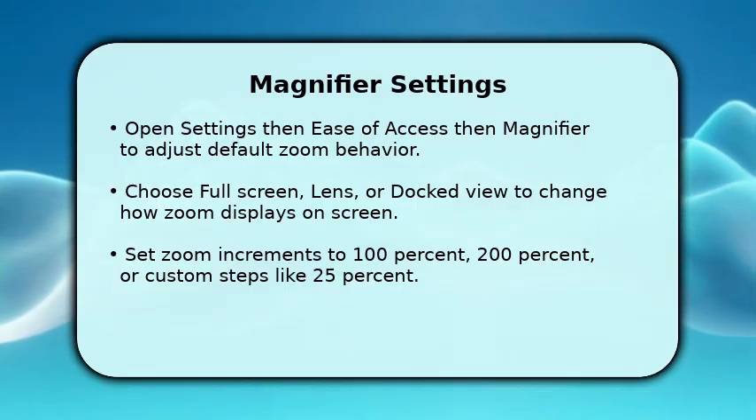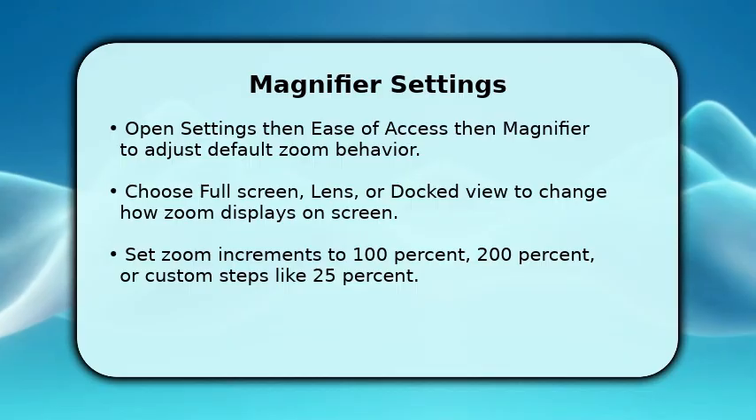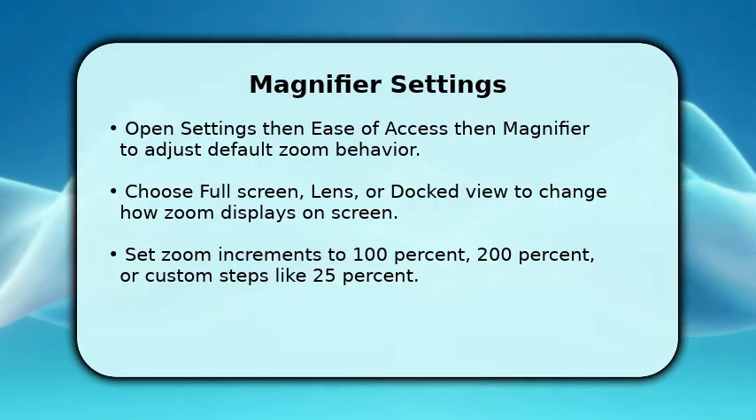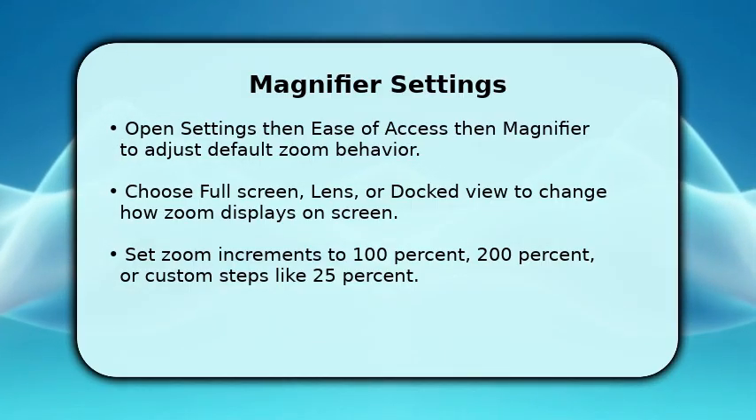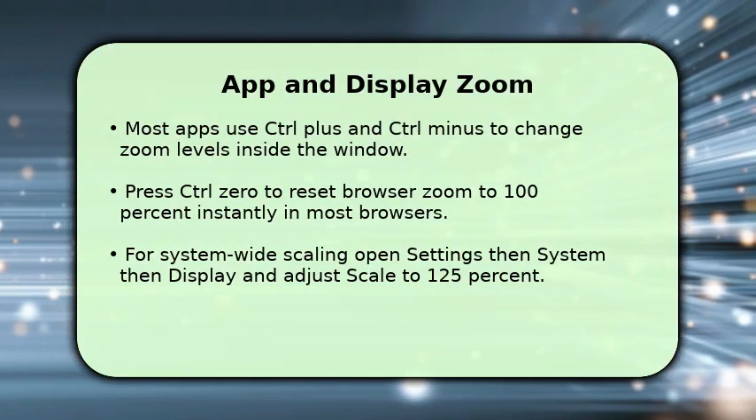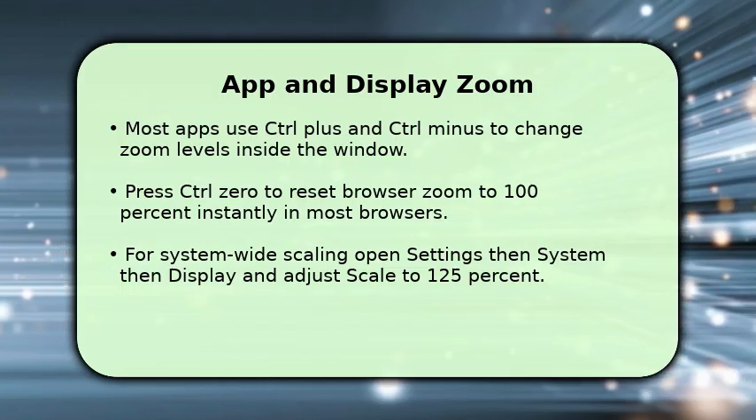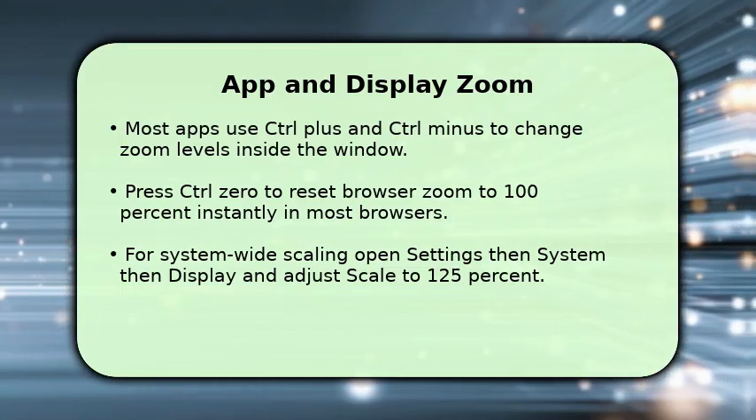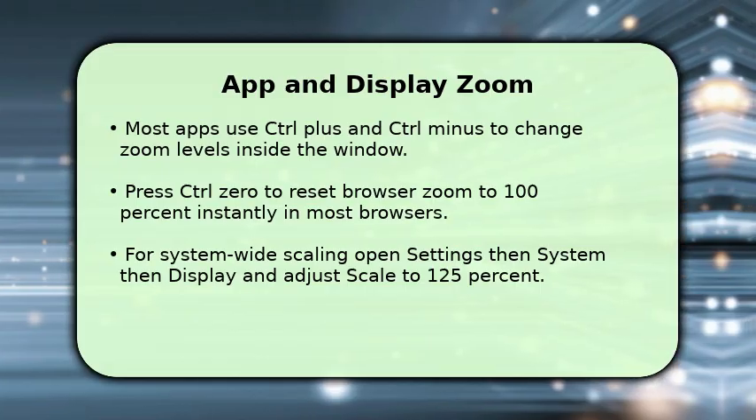Most apps use Control plus and Control minus to change zoom levels inside the window. Press Control 0 to reset browser zoom to 100% instantly in most browsers. For system-wide scaling, open Settings, then System, then Display, and adjust scale to 125%.